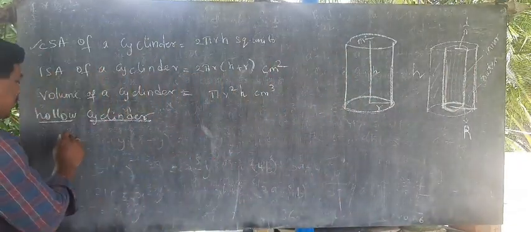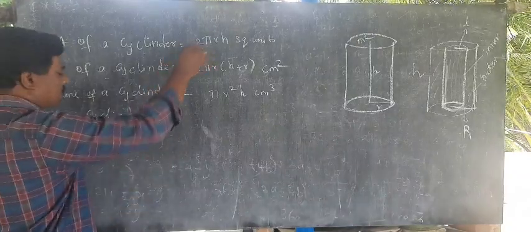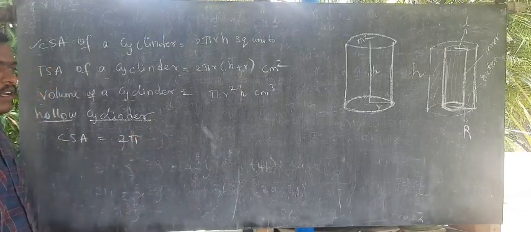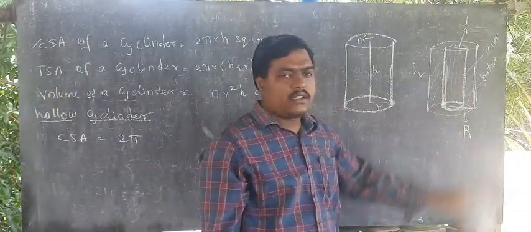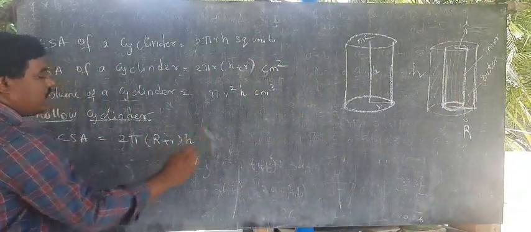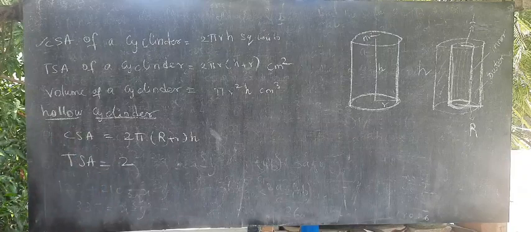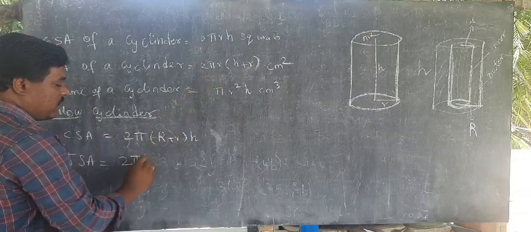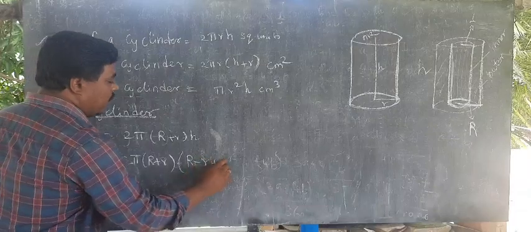So the hollow cylinder CSA. CSA of a cylinder is 2 pi r h, right? For the hollow cylinder, how many radii do we have? Capital R and small r. So CSA is 2 pi (R plus r) h, centimeter square. TSA of a hollow cylinder is the same thing, 2 pi, and for this we need to write R plus r. Here it is (R minus r) plus h.